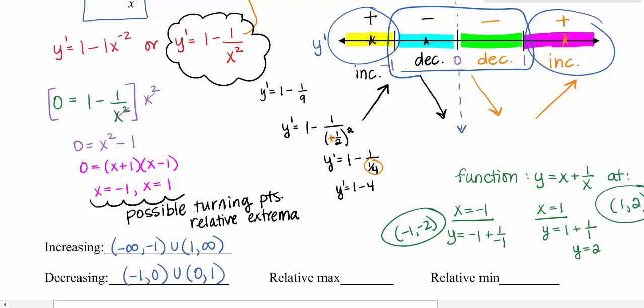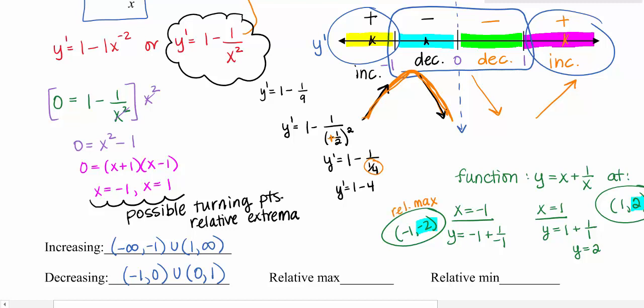And if I wasn't careful, I might only be paying attention to these y values, and I might say that my relative max is at 2 and my relative min is at -2. And that's not the case because, again, look at your number line. Okay, so I'm going to make sure that I use this number line up above. And I can see that this turning point at -1 is going to be a relative maximum because you increase to a max and decrease after. So that -1 value, this is my relative max.